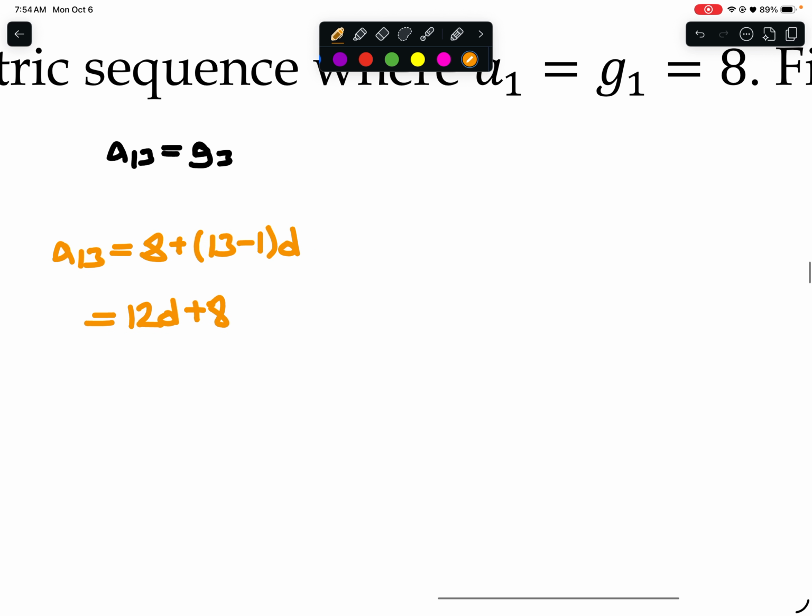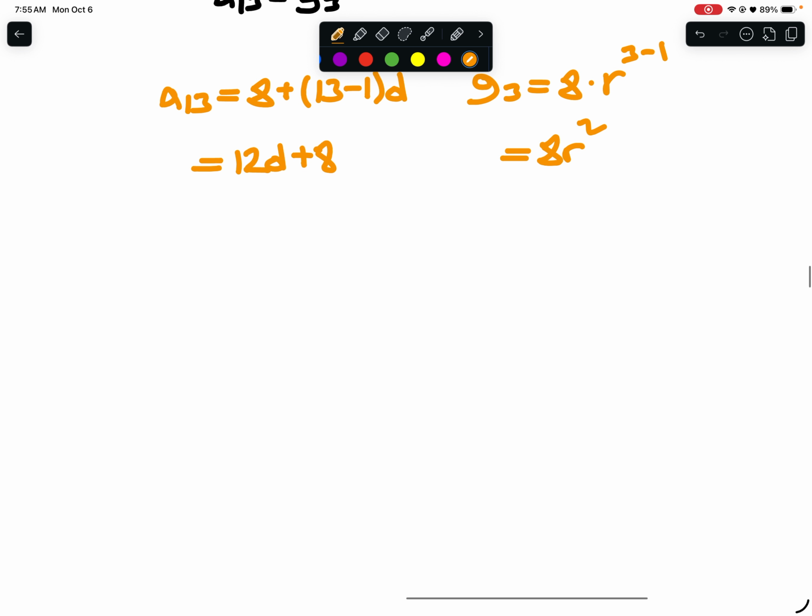Now I want to do the same thing for my geometric sequence. So g sub 3 is going to equal the first term, which is 8, times whatever my common ratio is, raised to the n minus 1. So this is going to be 8r squared. Same idea, I'm going to set these values equal. So I'm going to have 12d plus 8 equals 8r squared.